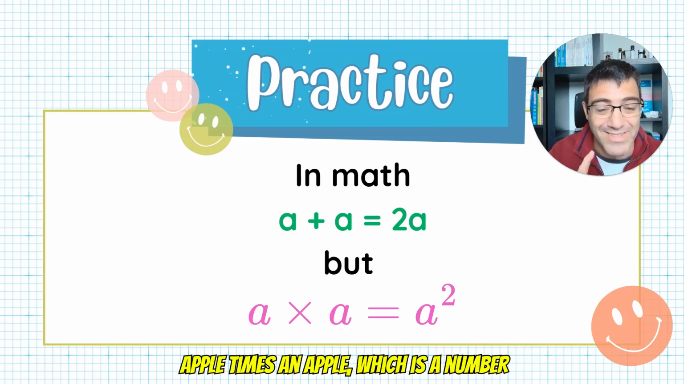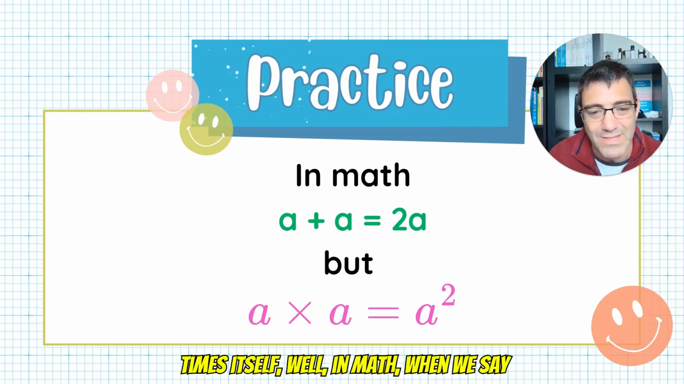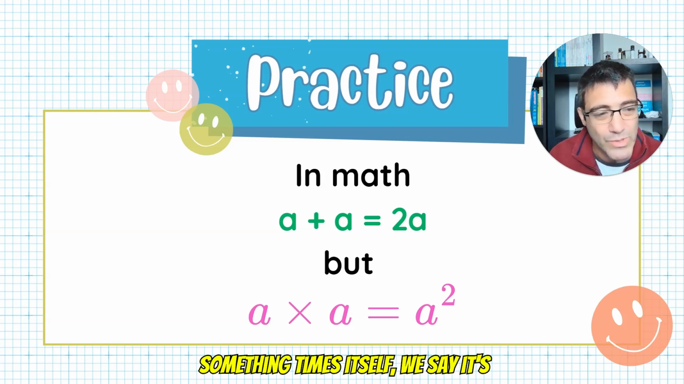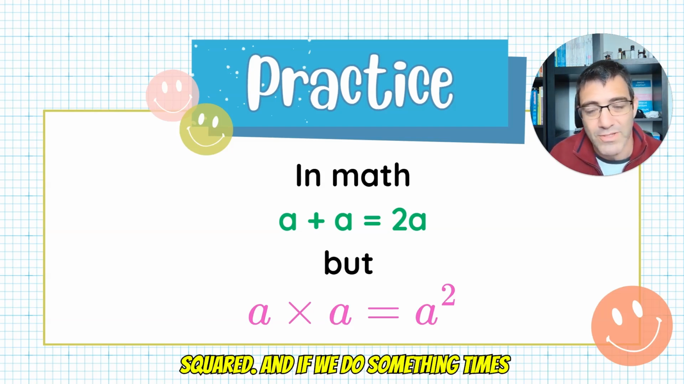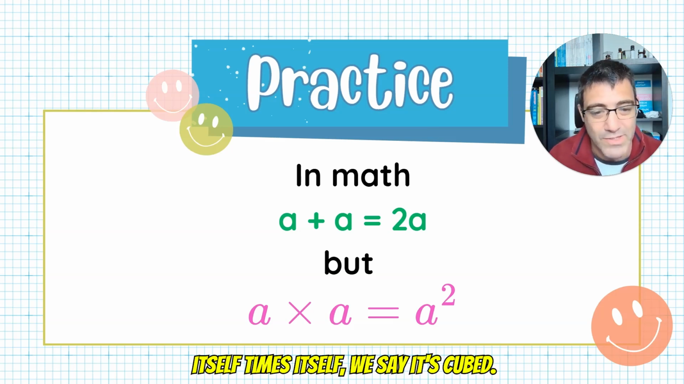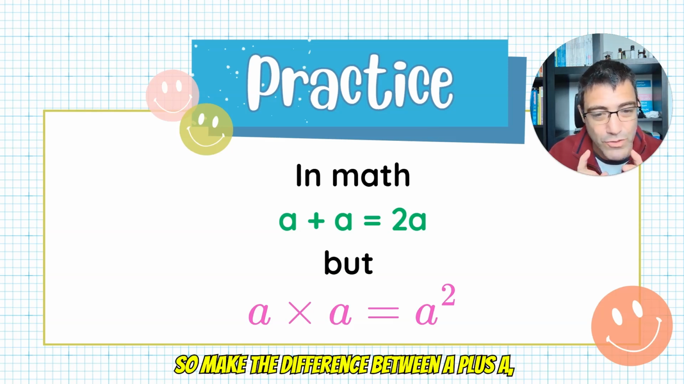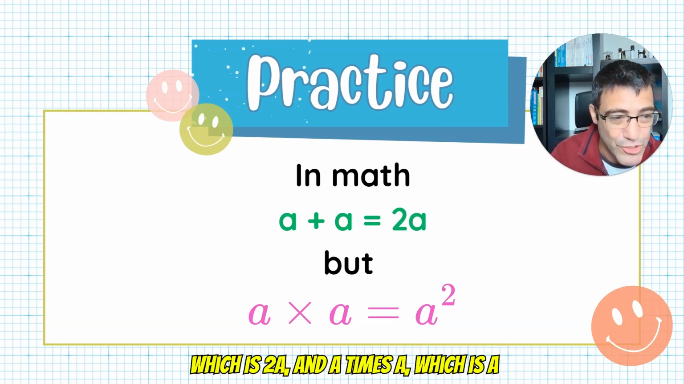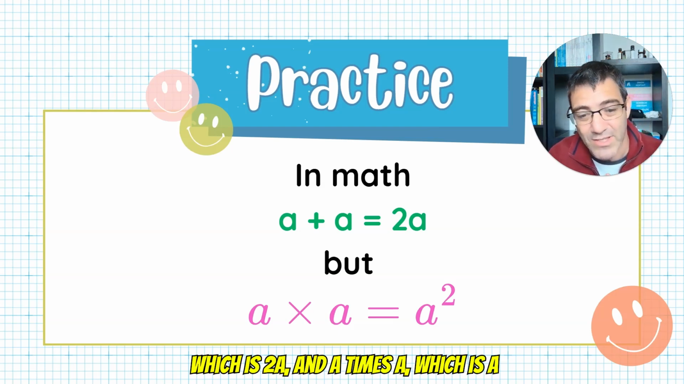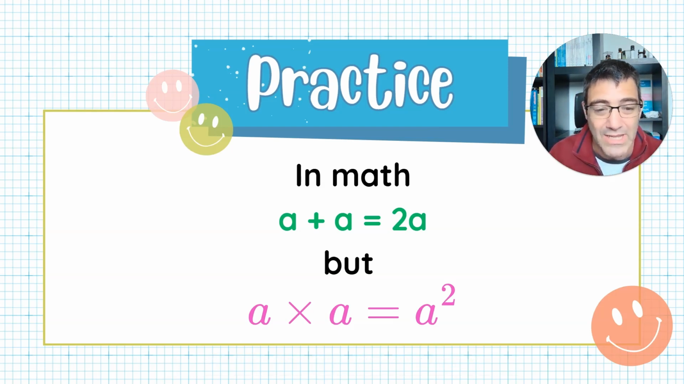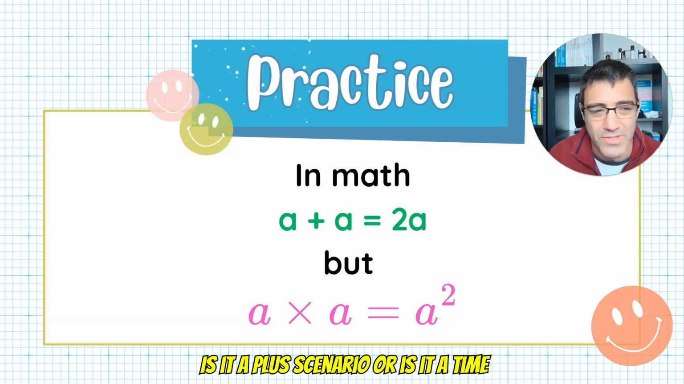However, when you do an apple times an apple, which is a number times itself, well, in math, when we say something times itself, we say it's squared. And if we do something times itself again, we say it's cubed. So make the difference between a plus a, which is 2a, and a times a, which is a squared. And ask yourself that question.